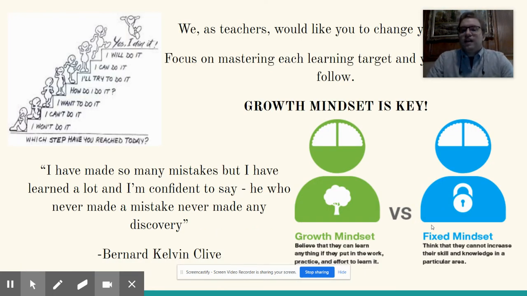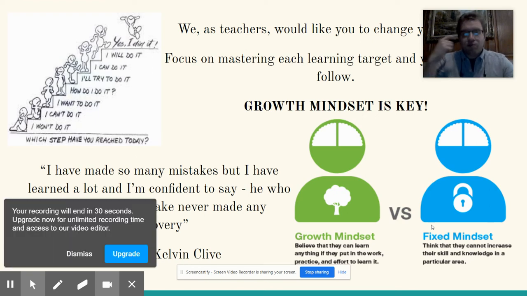We as teachers would like you to take charge of your learning, right? Get that growth mindset, right? We want you to believe that you can build up these skills. In the words of Kelvin Clive, "I have made so many mistakes, but I have learned a lot, and I'm confident to say, he who never made a mistake never made any discovery." All right? Try your best to instill a growth mindset in you.